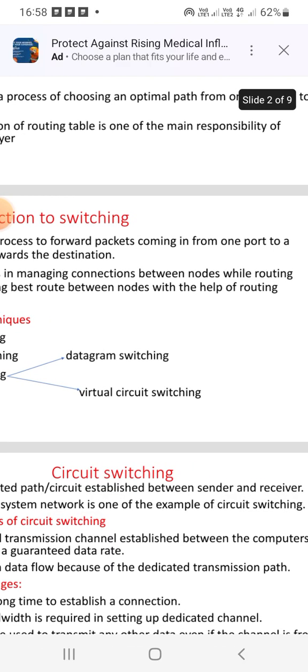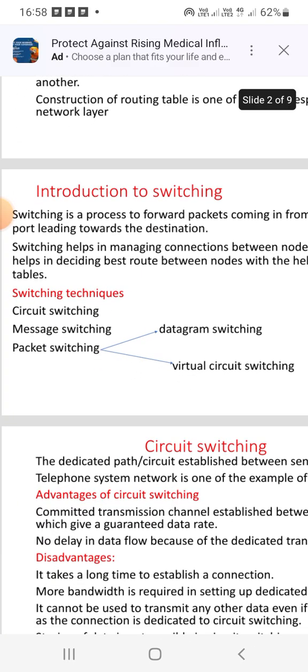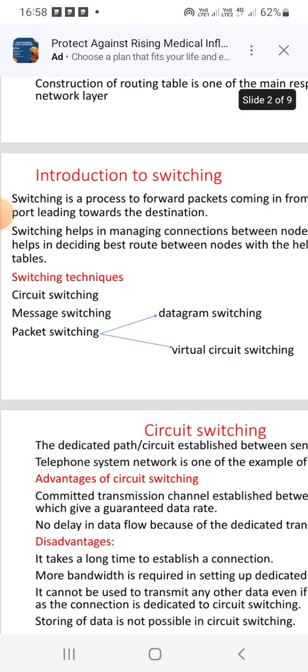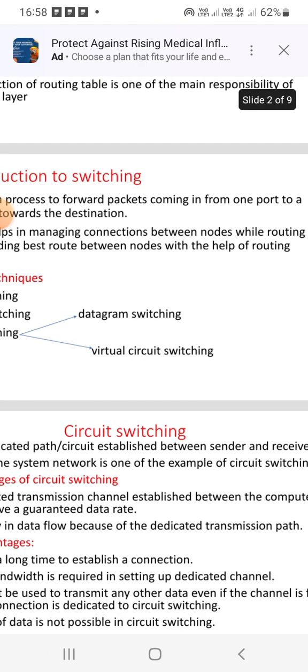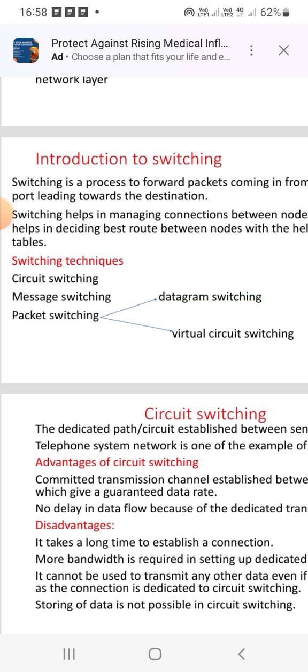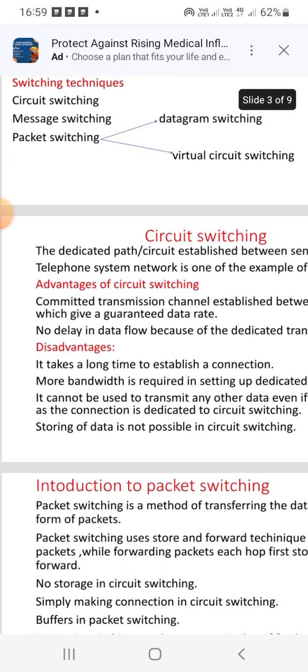Switching helps in managing connections between nodes, while routing helps in deciding best route between nodes with the help of routing tables. Switching techniques. There are three types of switching techniques available: circuit switching, message switching, packet switching. Packet switching is further divided into two types: datagram switching and virtual circuit switching.